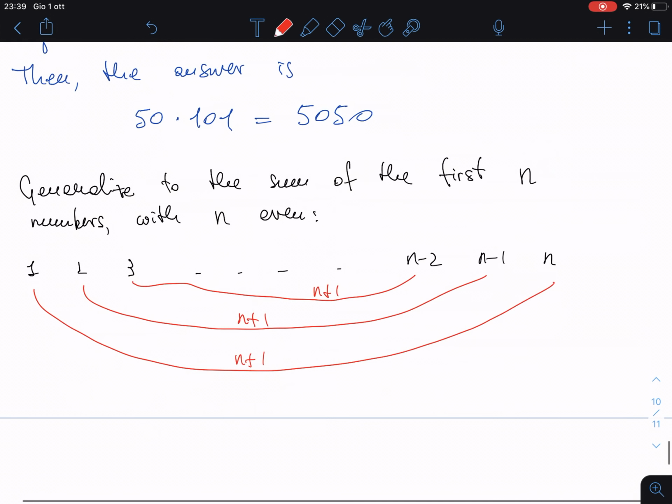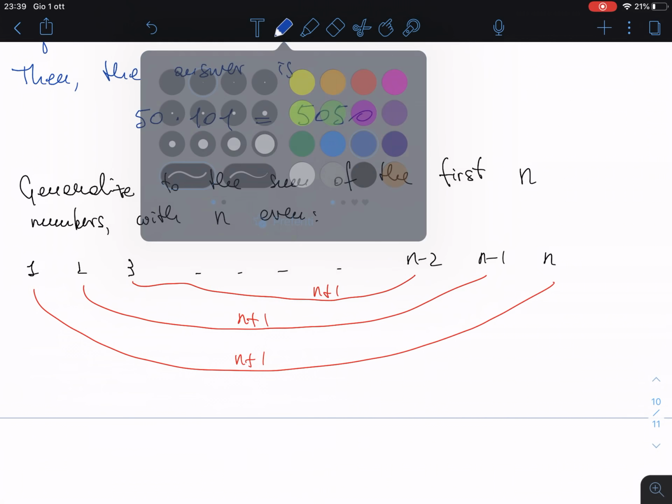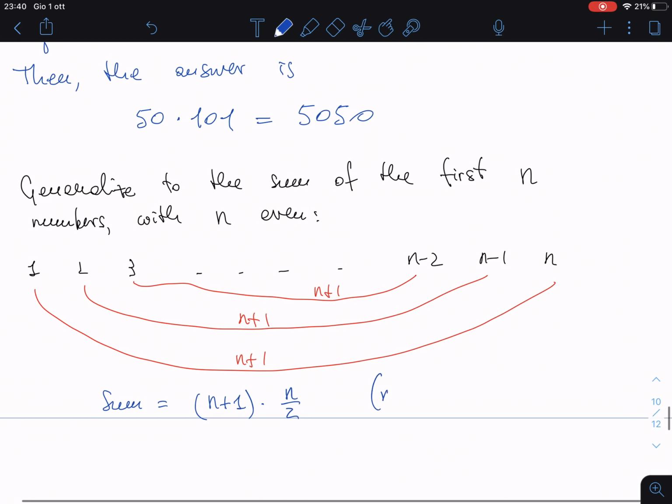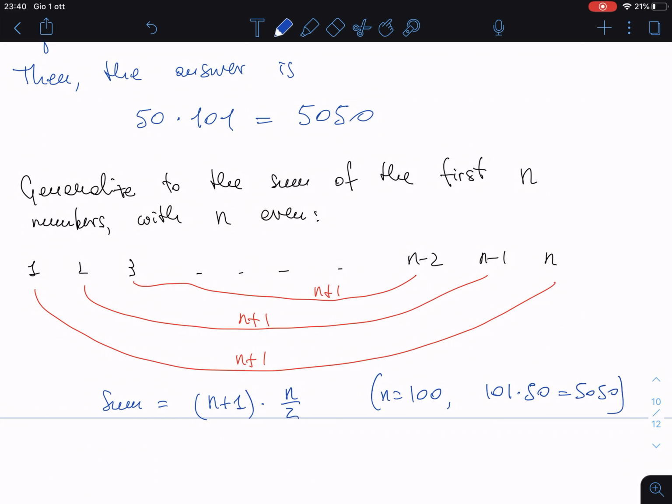And again, the sum you are looking for is n plus 1, which is the sum inside any couple. And how many couples do you have? You have n divided by 2. Okay, so this is a formula with n generic. If you put n equal to 100, of course you have 101 times 50 like before, and you end up with the same result.